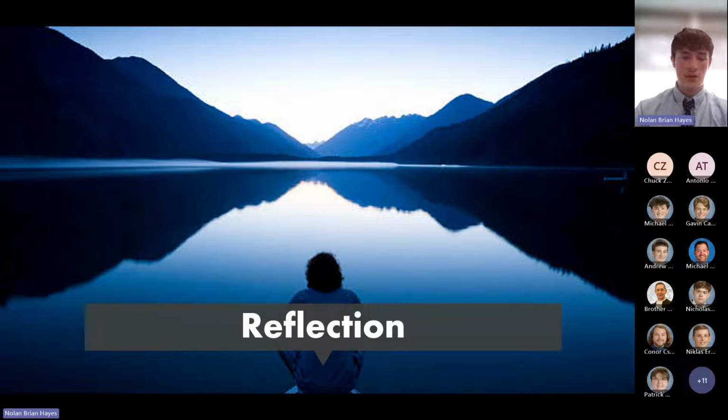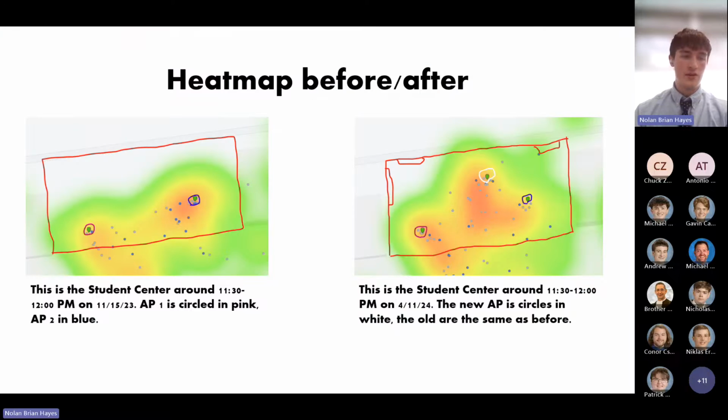I'll just wrap this up with my improvement, an easy way to view this. So the form map is on the left right here. I already showed this. This is the aftermath on the right. You can see the two previous access points are still there, going strong. And then at the back there's my third access point circled in white.